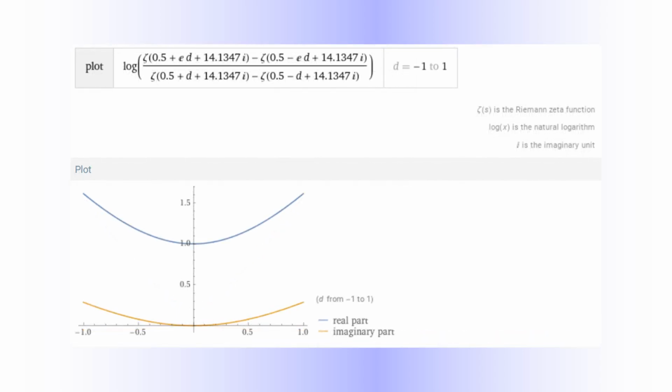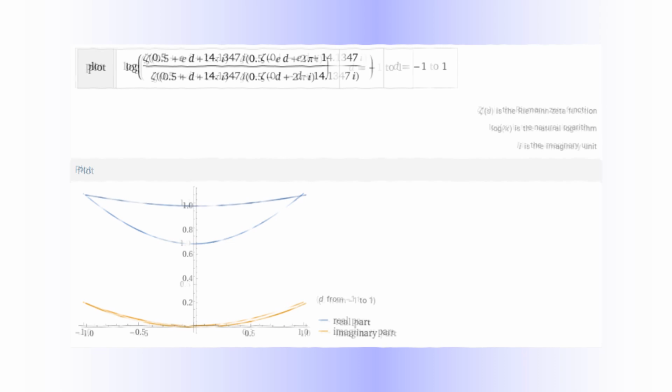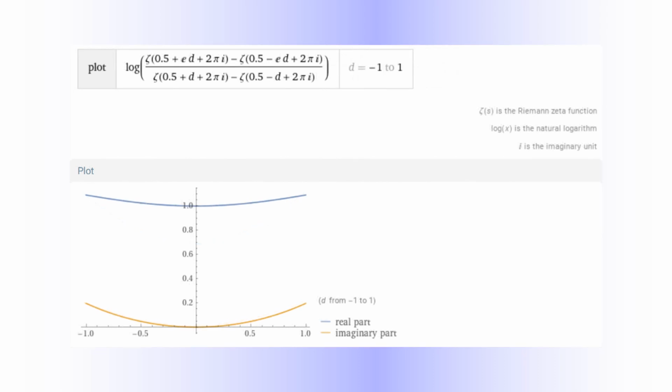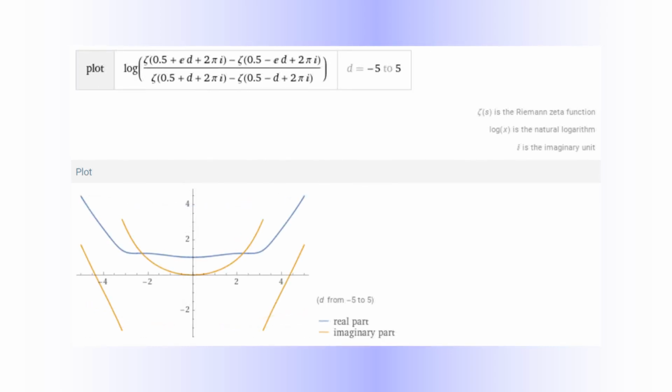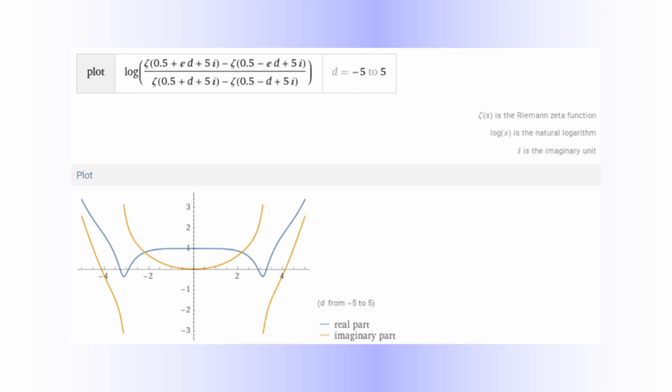Now c equals 14.1347, which is close to the smallest non-trivial zero of zeta function. The real curve crosses the critical line at exactly 1, and it still has a smooth shape. Now c equals 2 pi. The real curve crosses the critical line at exactly 1, and it is almost a flat line. So, let's zoom it out to see the bigger picture. Now c equals 5. The real curve still crosses the critical line at exactly 1, although the shape is getting more complicated.